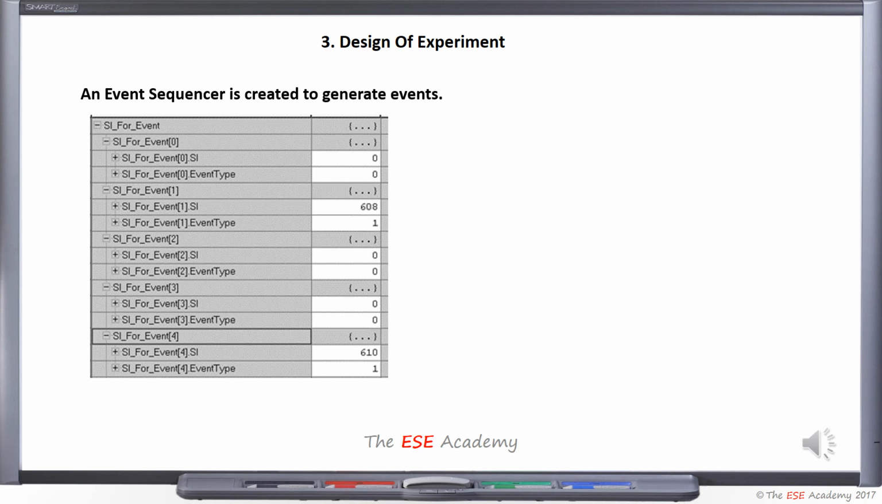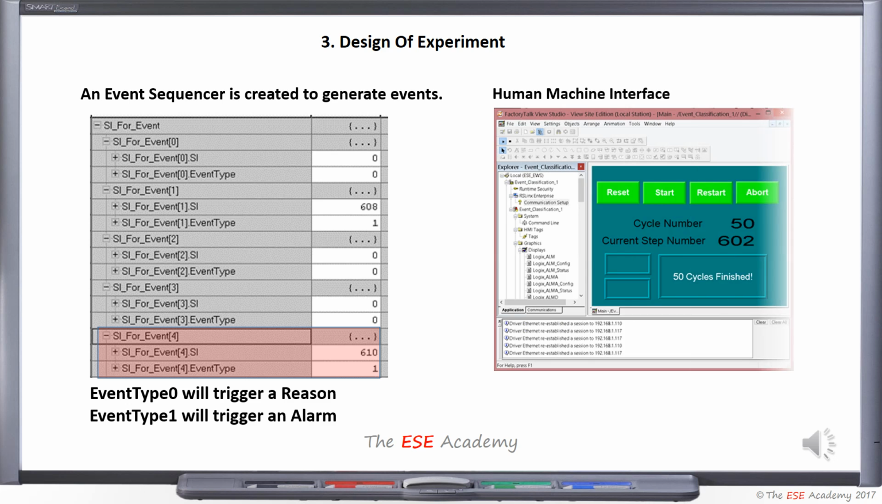The index number of the array, called SI for event, is the cycle number in the experiment. 50 cycles of cube manipulation would be run, so the maximum value of the index is 50. For easy configuration, event type 0 will trigger a reason at a preset step. Event type 1 will trigger an alarm at a preset step. For example, for the 4th cycle, when the machine is in the running state and step 610, an alarm will be triggered.